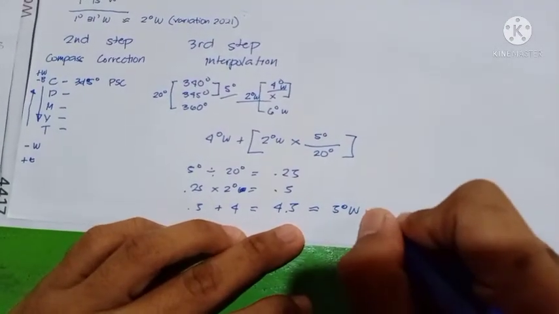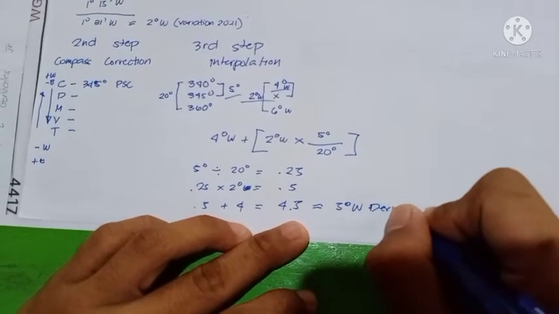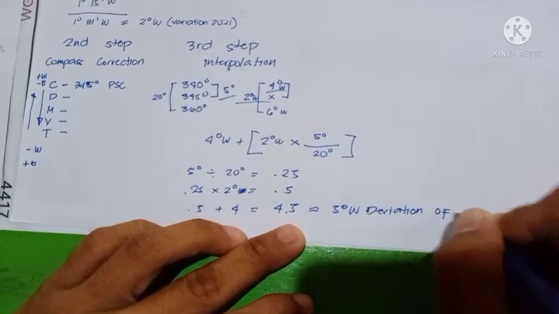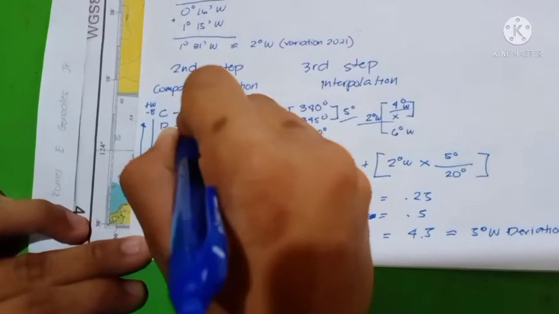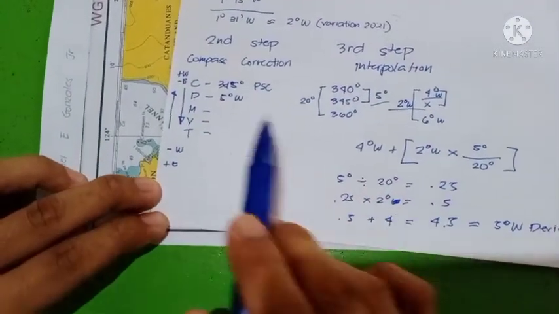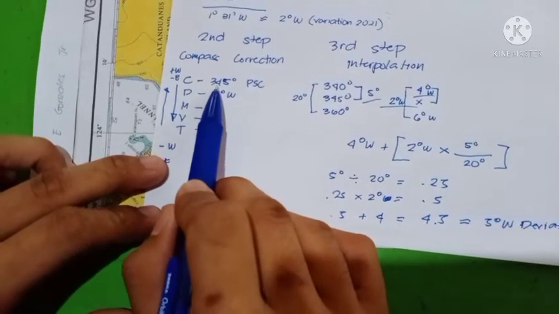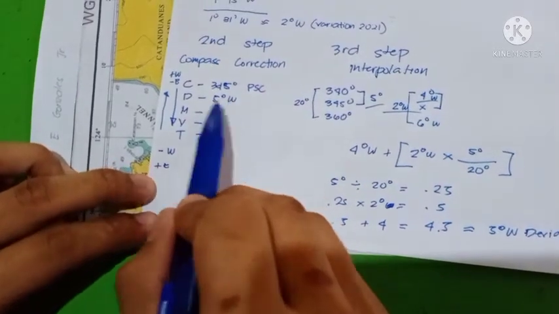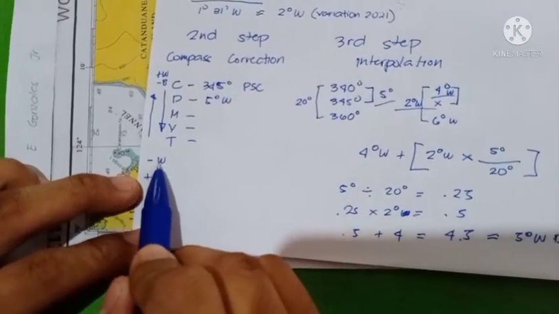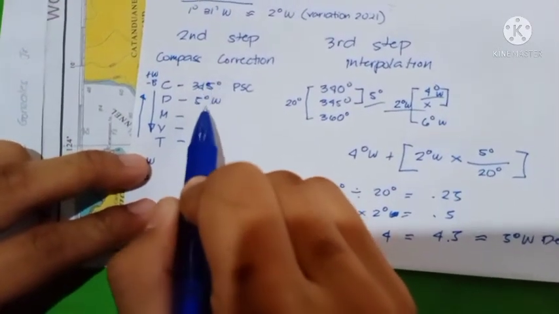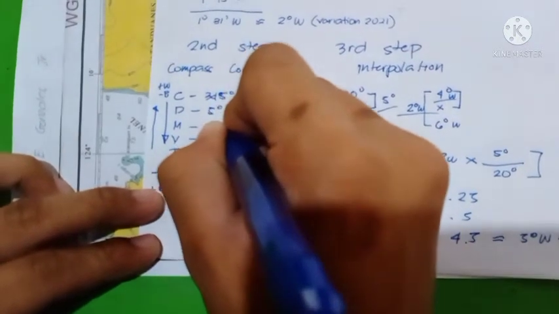So now, here is the deviation. The deviation of 345 PSC is 5 west. And after this, we're going to subtract 5 degrees from 345 degrees, since we are going from compass course to true course. So we're going to subtract west. So 345 degrees subtracted by 5 degrees west is equal to 340 degrees.